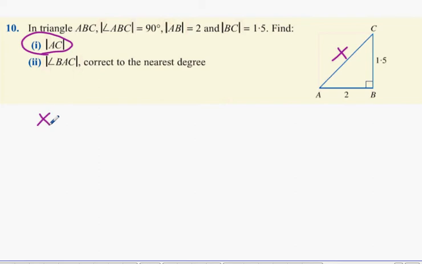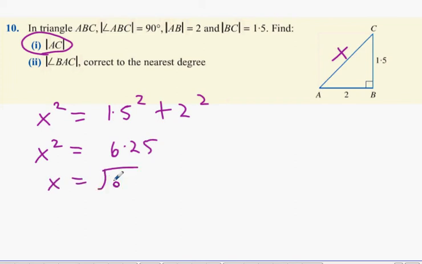So we're going to say the longest side squared is which one? Which is what letter? And that equals 1.5 squared plus 2 squared, okay. X squared equals what's 1.5 squared plus 2 squared? Is it 6.25? Okie dokie. And the square root of 6.25 is 2.5. Now, we're then asked to find the angle. Which angle are we asked to find? B to A to C. That angle there is the one we're asked for.